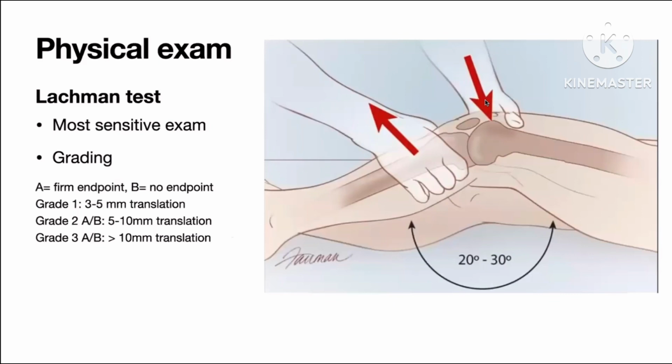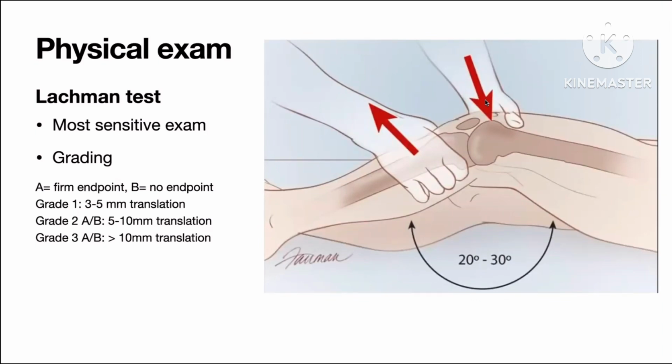Physical exam: Lachman. If you are doing the Lachman test, you are testing what bundle? The AM bundle, the anteromedial bundle. It's the most sensitive exam, graded 3 to 5, 5 to 10, and more than 10 millimeter translation. Okay. A PCL tear may present with a false Lachman because of the posterior sag.